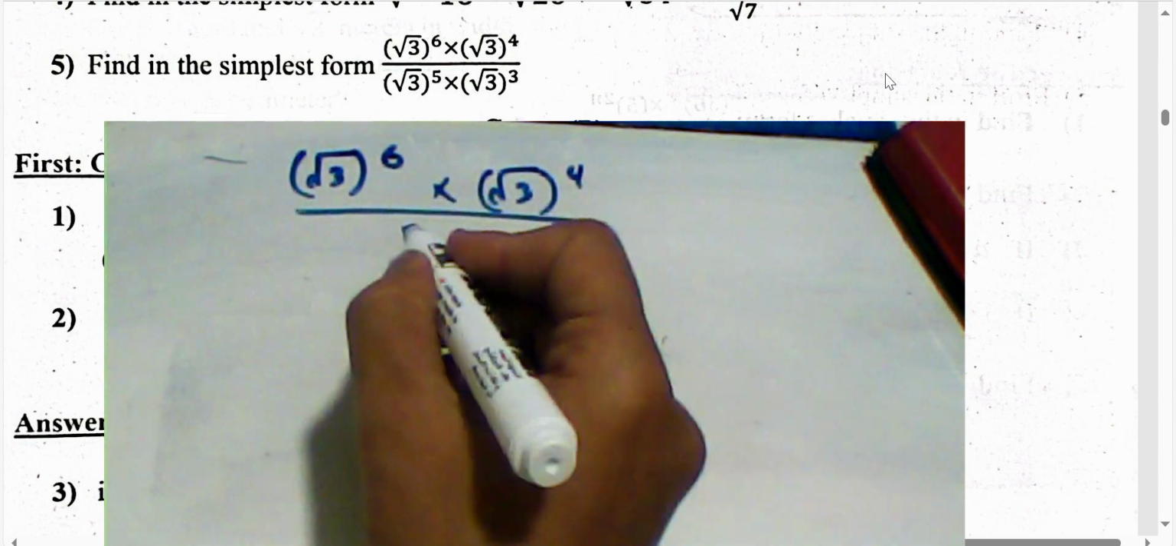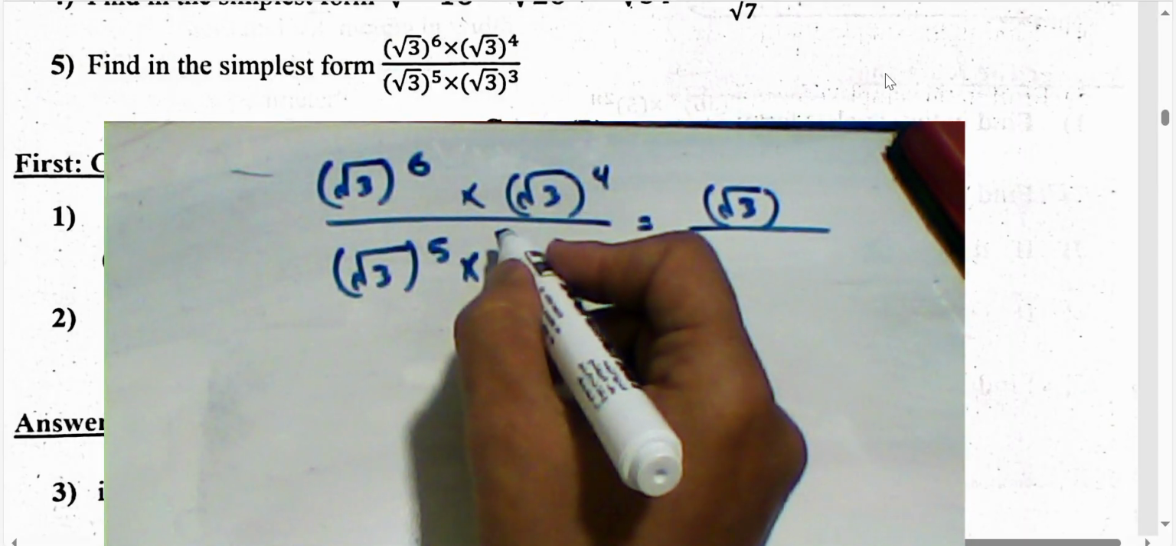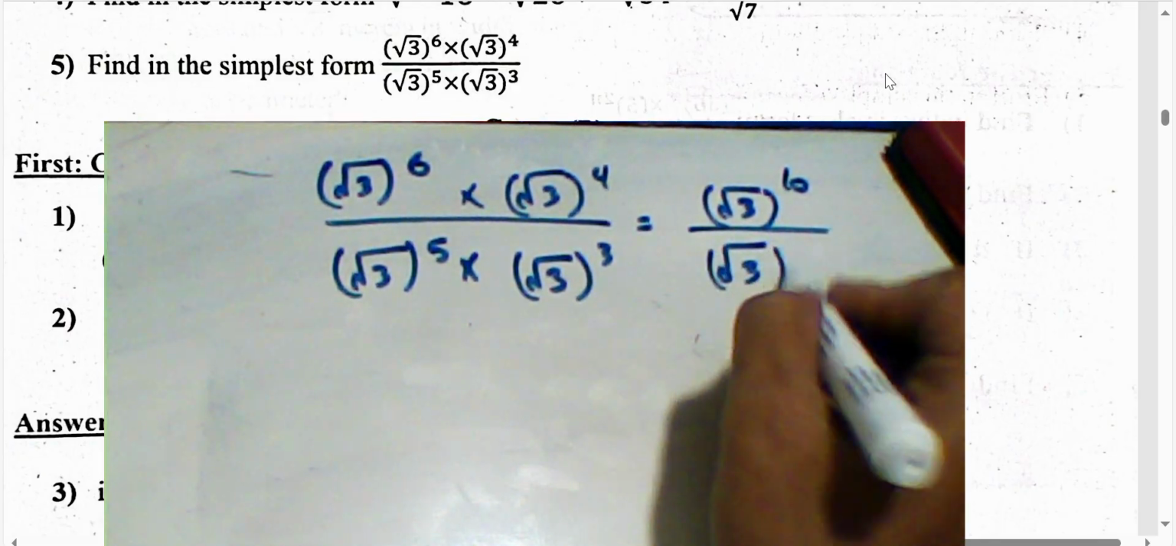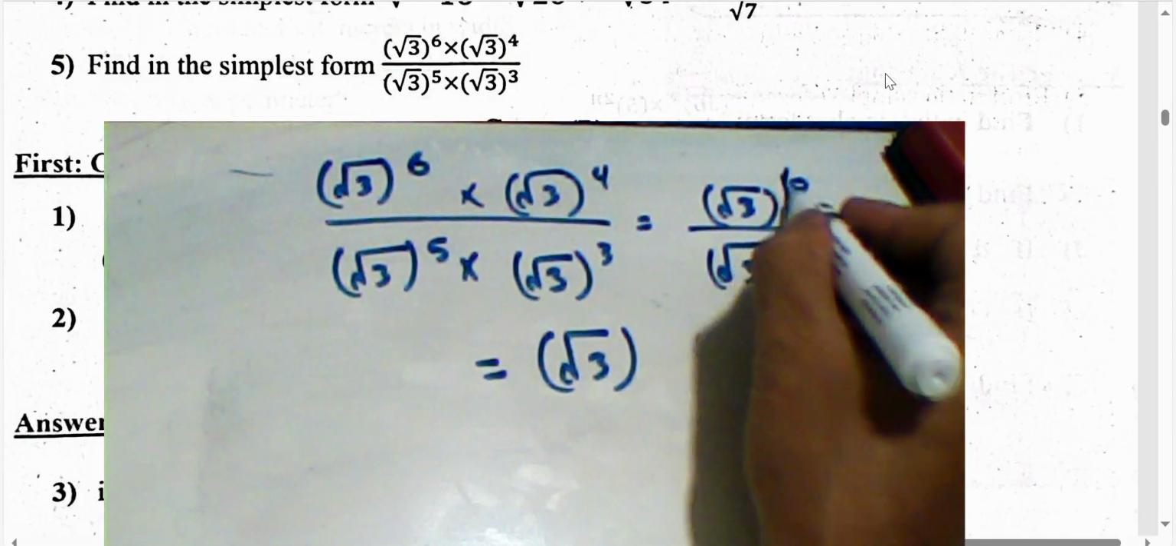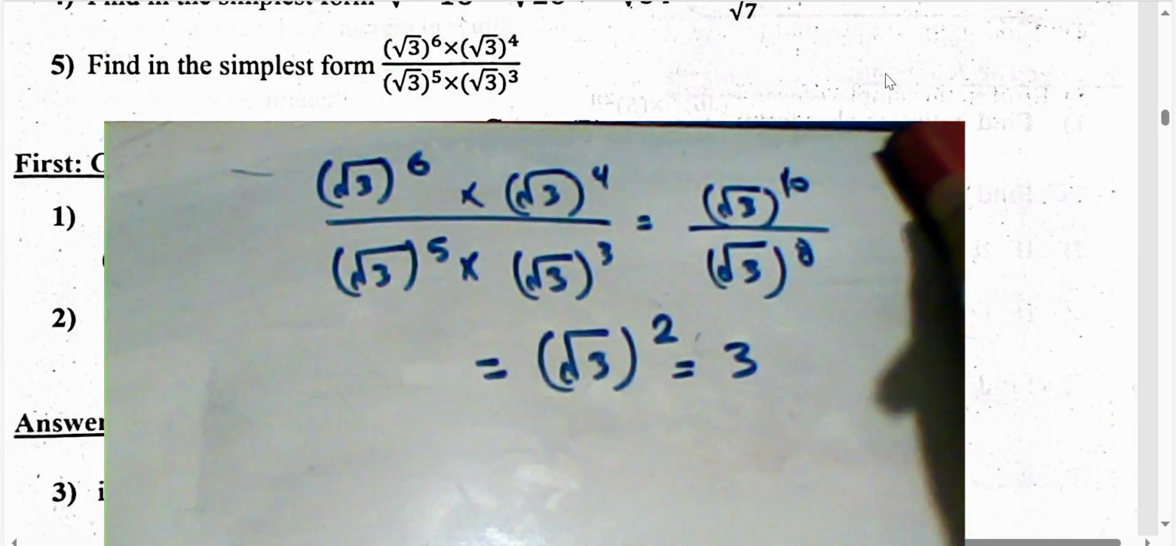Next question. Number 5, simplest expression. We have square root of 3 to the power 6 times square root of 3 to the power 4, over square root of 3 to the power 5 times square root of 3 to the power 3. Now we can collect the powers because we have similar bases. 6 plus 4 equals 10, and in the denominator 5 plus 3 equals 8. Then we can write square root of 3 to the power 10 minus 8, which equals 2. Root 3 to the power 2 will be 3.